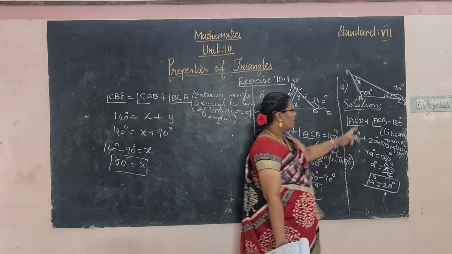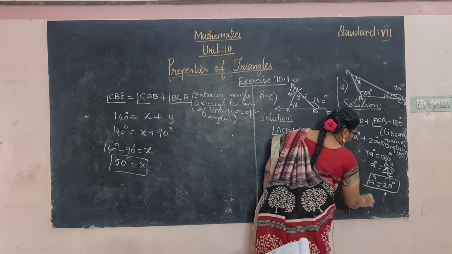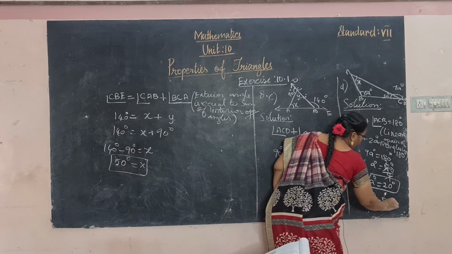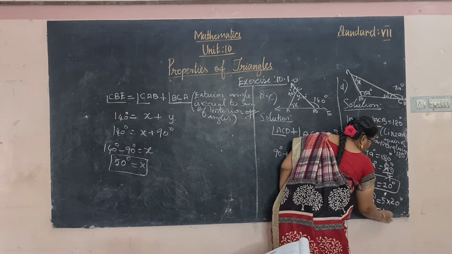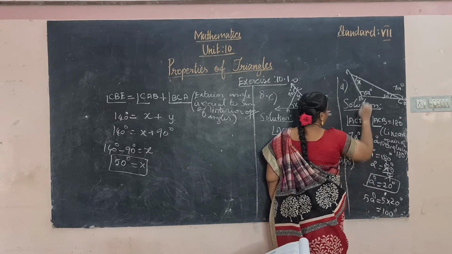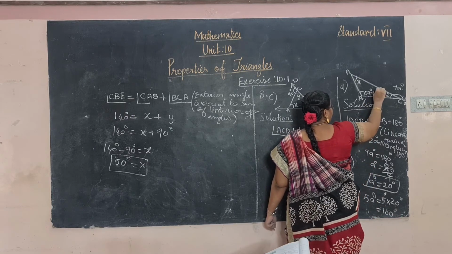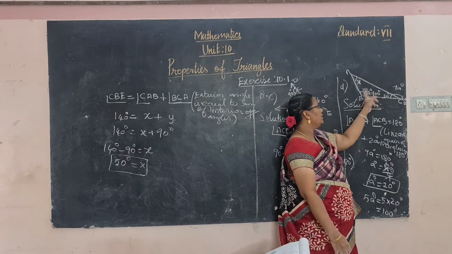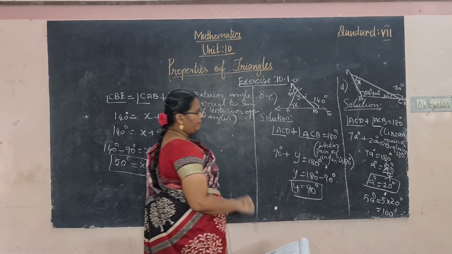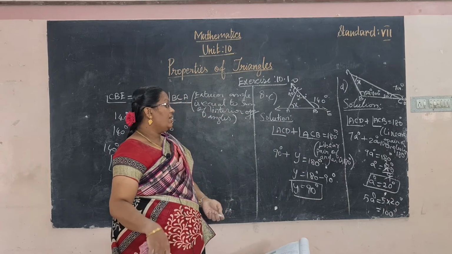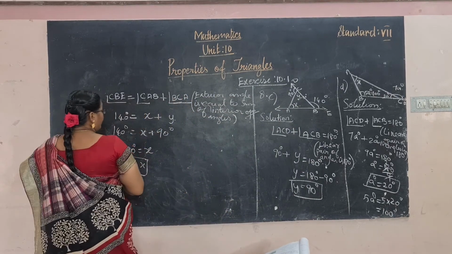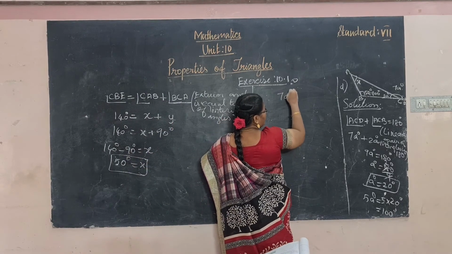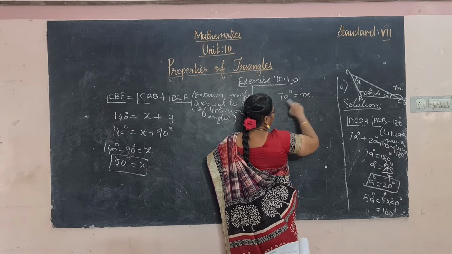So first we find this value. 5A degree is equal to 5 into 20 degree. Now we have the answer for this angle: 5A degree is 100 degree. Now we can easily find these angles. So what is the 7A degree? 7A degree is equal to 7 into the exterior angle value, which was 140 degree.